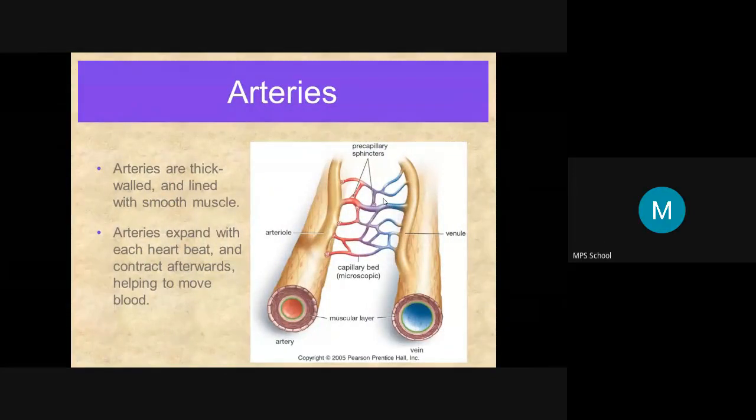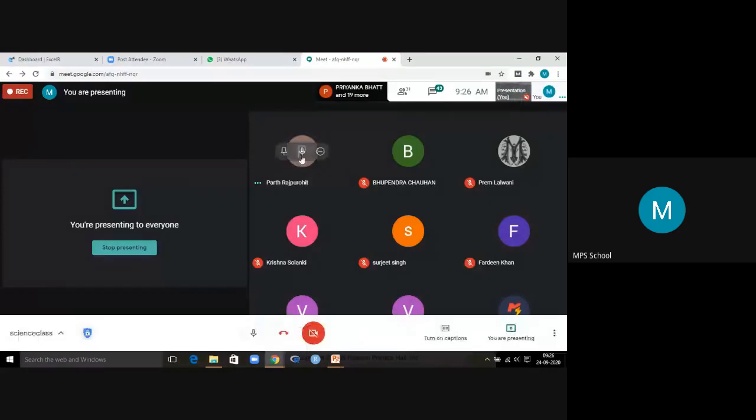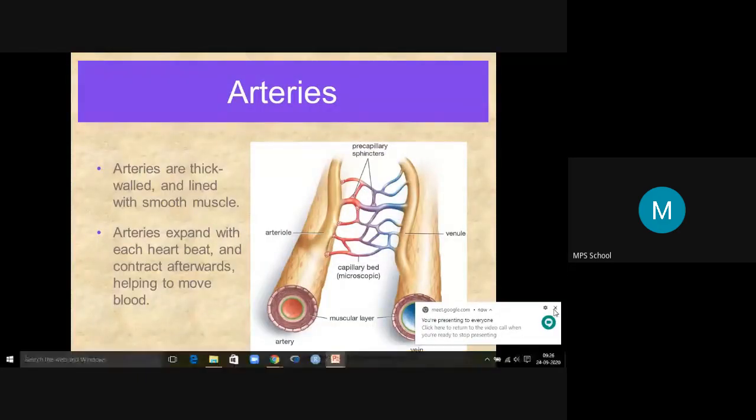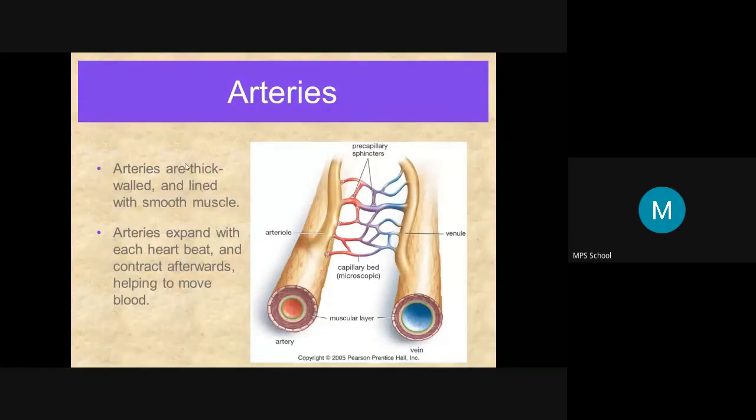And just imagine that this is like a tube-like structure. Here you see this is the one lengthier tube, your arteries, and from the arteries another small tube is coming out. This is called an arteriole.